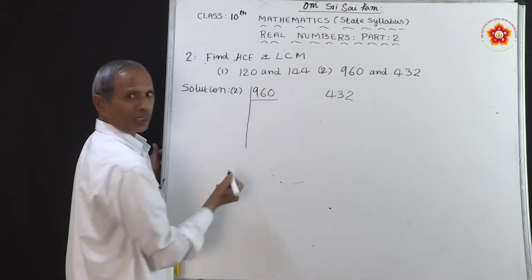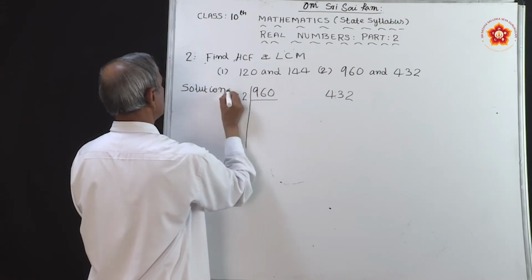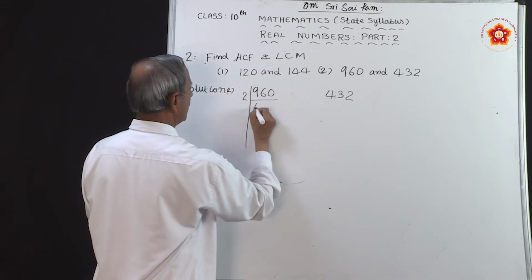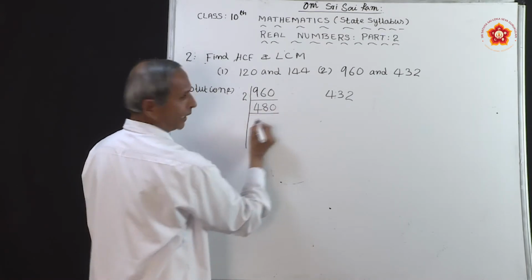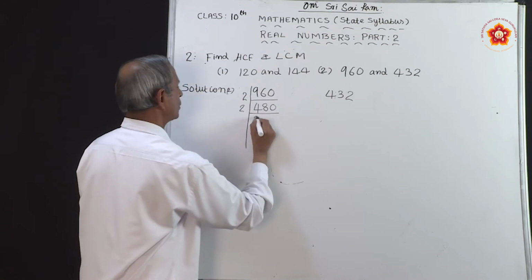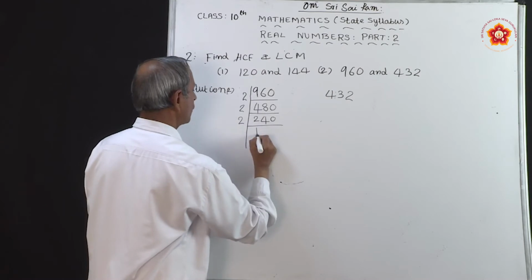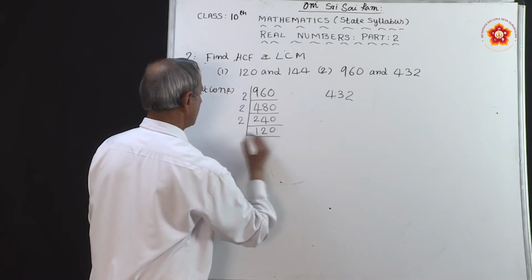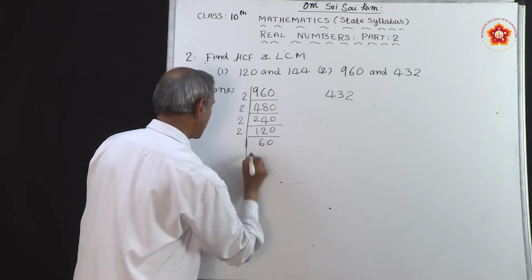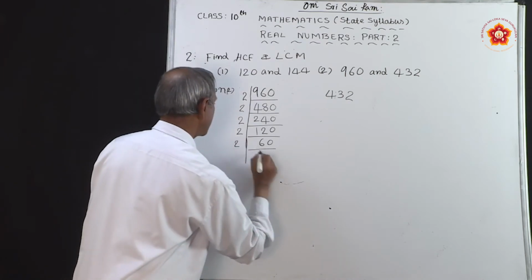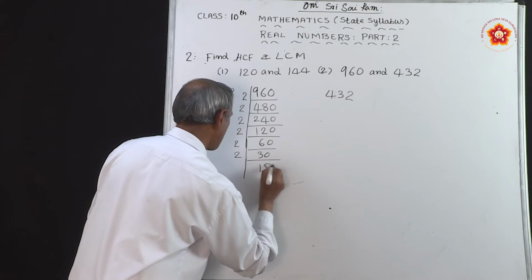Now, it is an even number, you can divide by 2. 2 4s are 8, 2 8s are 16, 0. Once again divide by 2, 2 2s are 4, 2 4s are 8, 0. Once again divide by 2, 1, 2 2s are 0. Once again it is divisible by 2, 2 6s are 0. Once again it is divisible by 2, 30. Once again divisible by 2, 15.